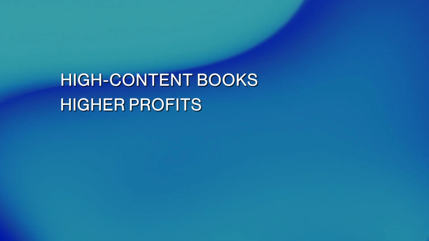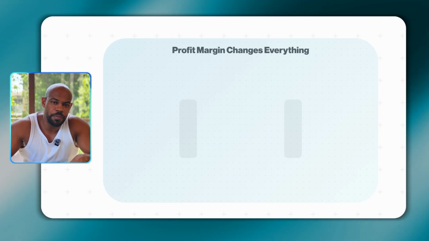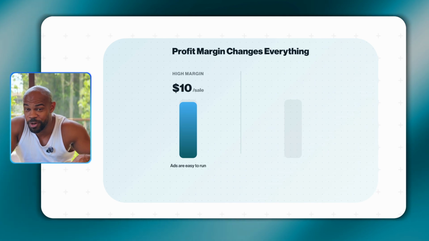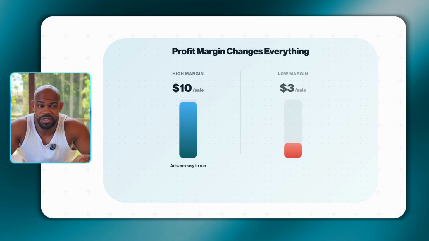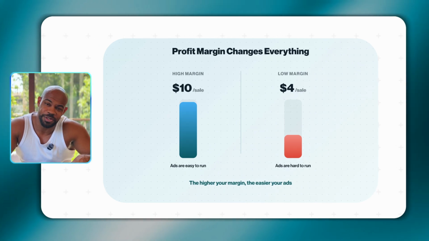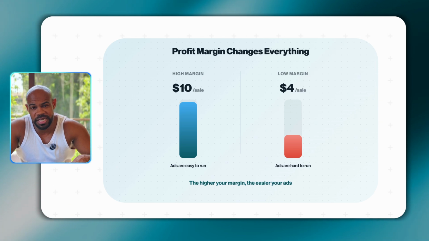And I also want to hammer home the point: everything I've talked about, I use on low content coloring books, and of course on my high content books. It works no matter what type of book you have. However, high content, highly profitable books make your ads so much easier to run. When your profit margin is $6, $7, $8, $9, or $10 per sale compared to $2, $3, or $4 per sale, your ads are so much easier to run. So much. So that's a very important point to take into account.